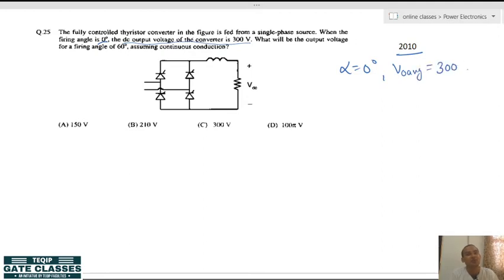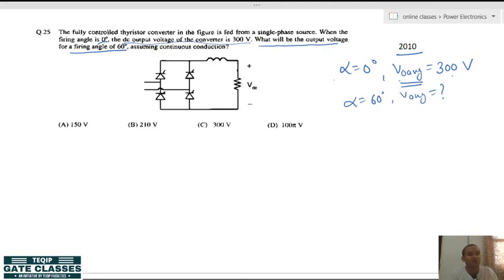Alright, DC output voltage of the converter means, see, DC output voltage means this V naught average, because converter gives you the pulsating DC, na? That is also known as DC output voltage of the converter. So you please become familiar with all these terms. Alright, so for alpha equal to 0 degree, the DC output voltage is 300 volts. So now he is asking what will be the output voltage if firing angle is 60 degree, means if alpha is equal to 60 degree, what will be the average output voltage.